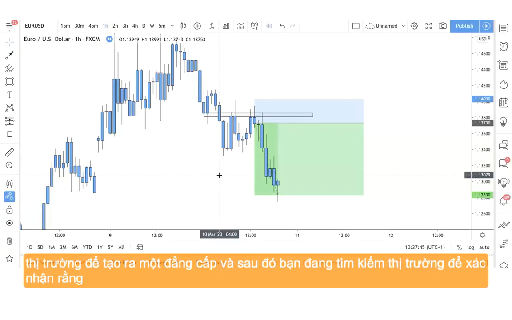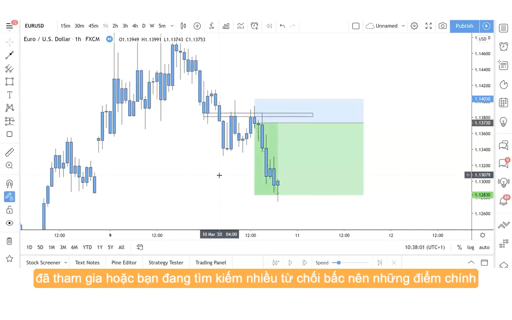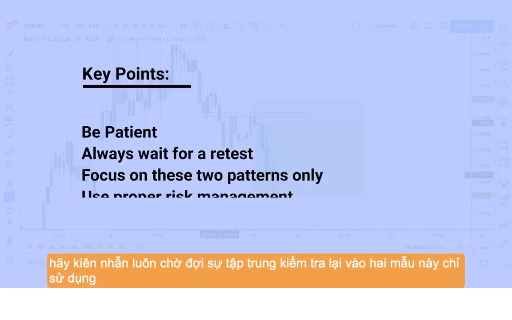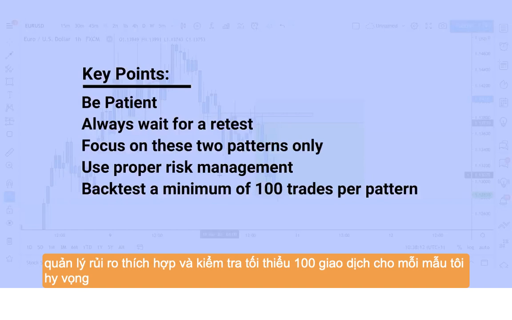You're waiting for the market to create a level, and then you're looking for the market to confirm that that level is strong. You are looking for strong bullish or bearish candles into structure, and then looking for a candle to go in the direction that the trend is already in. Or you are looking for multiple wick rejections. So key points: be patient, always wait for a retest. Focus on these 2 patterns only, use proper risk management, and backtest a minimum of 100 trades per pattern.